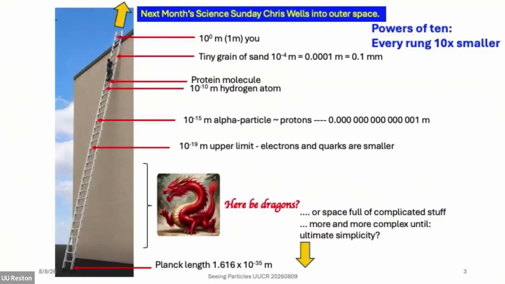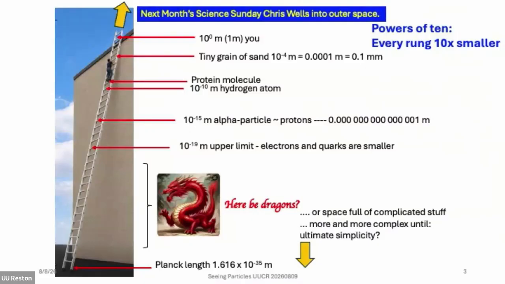So here's a distance ladder. I got this picture from AI, of course. I asked for it to have about 40 rungs on the ladder, and every rung on this ladder is a factor of 10 in size, distance. So at the top of the ladder, the top rung is 10 to the 0 meters, which is 1 meter, which is about the size of a person, child, but who cares about factors of 2.